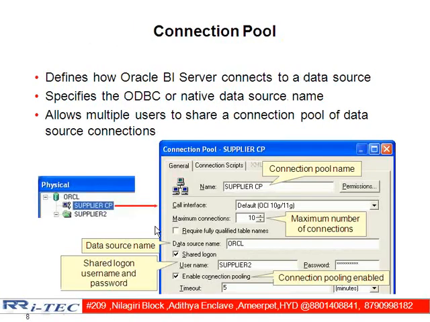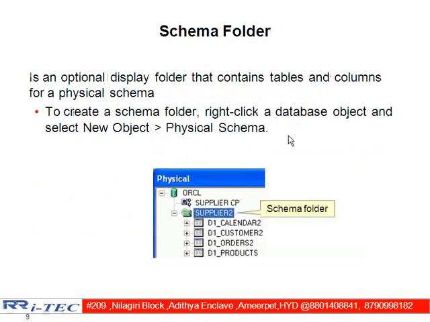Next, connection pool. People are already aware of it. What is a connection pool, right? It defines how the Oracle BI server connects to the data source. Next, it specifies the ODBC or native data source. I said already two types of things are there, either ODBC or native connection. First priority goes to native, second priority goes to ODBC. Now, schema folder. We already know what a schema folder means, and how to create it also we know.